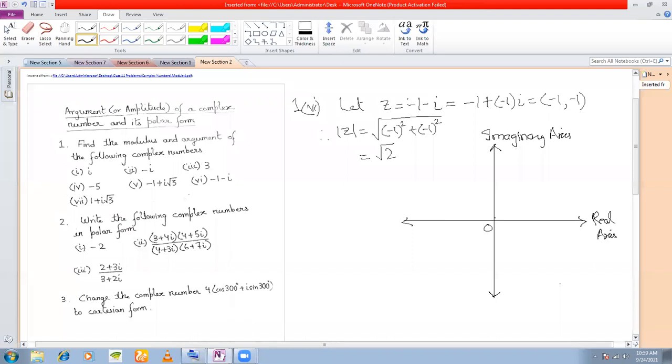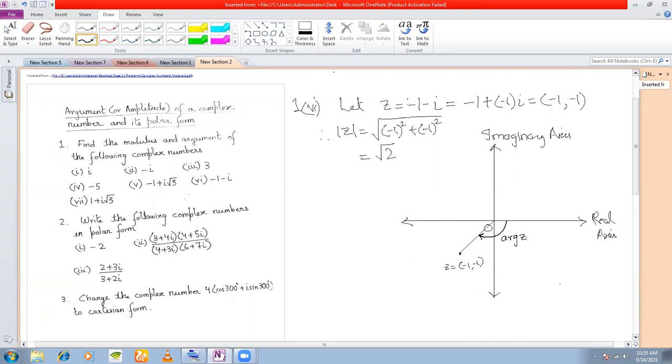If you try to find the position of (-1, -1), it should be somewhere over here, roughly. Now from the origin, you join this point. Which one should be your argument? Because the argument lies between -pi and pi, your argument should be this angle here. This is your argument of z.